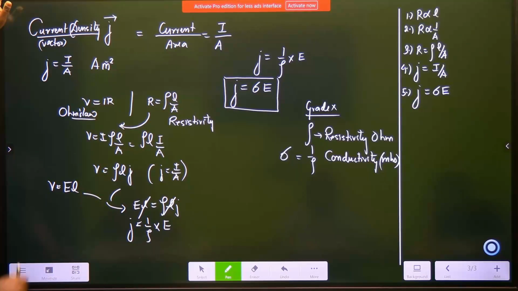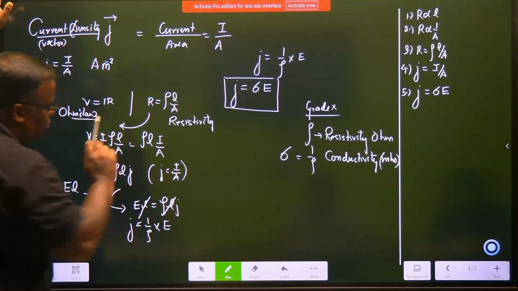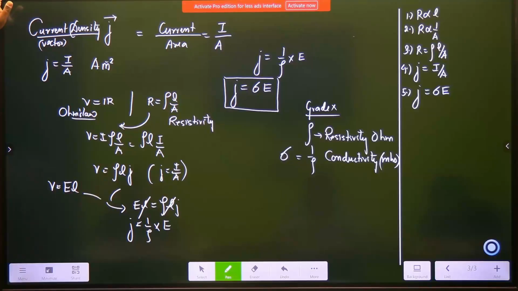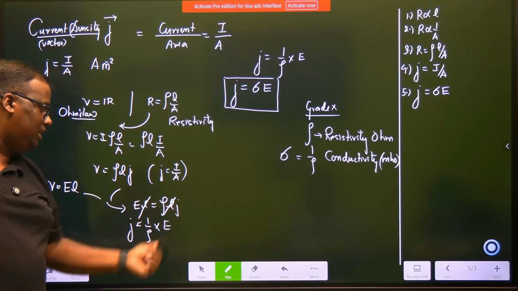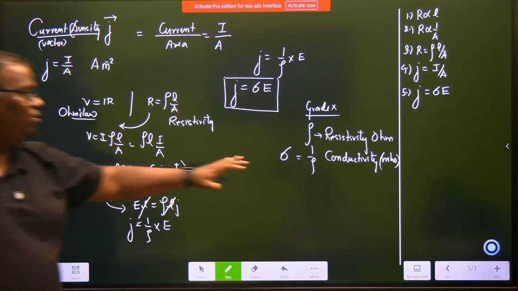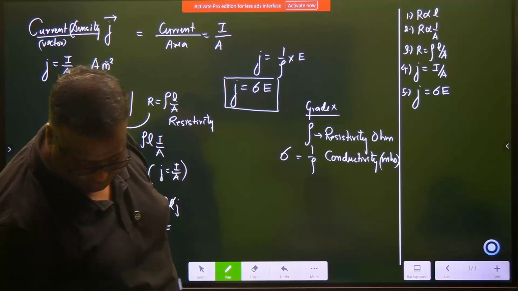Why did I do that? Because I can see there is an I and A, and I upon A is nothing but J. So I introduce J, and I got L. But why do I need to abolish L? Because then it doesn't become a generic formula. This girl might take some length, this boy might take some length. So how do I abolish L? V is equal to EL, and the electric field will be uniform, whatever you apply. So V is equal to EL, V is equal to rho LJ. So EL is equal to rho LJ. Ultimately, J is 1 upon rho times E, and 1 upon rho is known as sigma, which is conductivity. J equal to sigma E. Done, sir, so far?